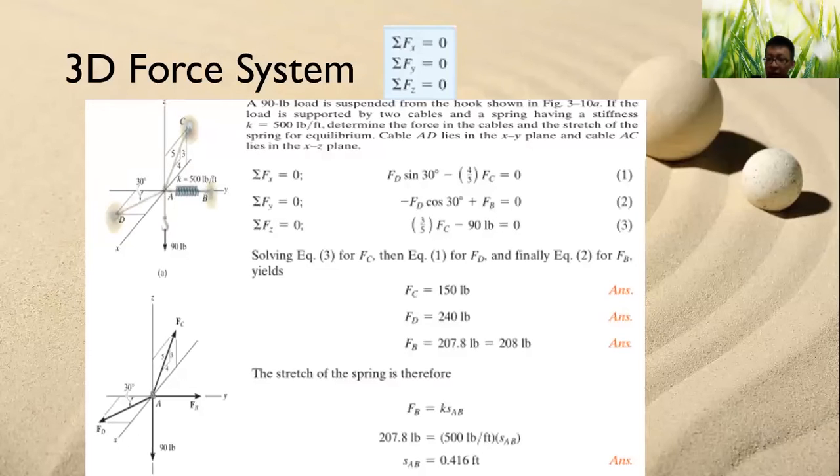And for a 3D system, it's just the same thing, but with Fz equals to 0. And for this question, as you can see, D lies on the XY plane, point C lies on the XZ plane, and point B lies on the Y-axis. So Fx equals Fd sine 30, since D is lying on the XY plane, Fd sine 30 minus 4/5 Fc. Fy equals negative Fd cos 30 plus Fb.